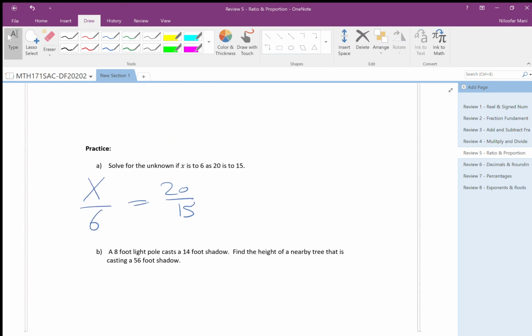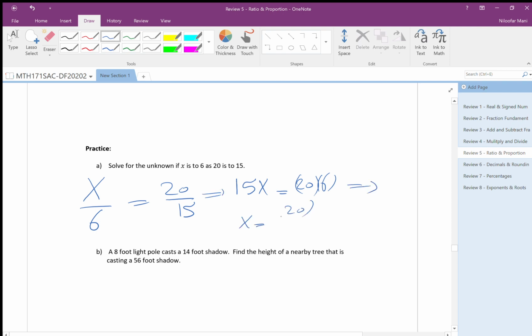Oh, perfect. So I can say 15x is 20 times 6. Then what is x? You divide both sides by the number beside x, which is 15. Can I simplify? Yes, 5 with 5, so it's 4 and 3, and x is 8.